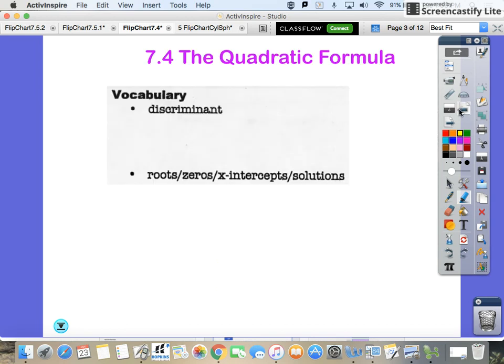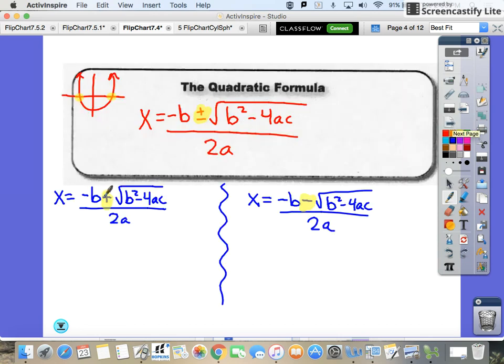Moving backwards to discriminant and roots, or zeros, or x-intercepts and solutions. The discriminant is the part of our quadratic formula that says b squared minus 4ac. It's the part under the square root, or the radical. The purpose of the discriminant is to tell us how many potential solutions there are. If the discriminant equals a positive number, we're going to end up with two solutions, because we will have plus some amount and minus some amount.